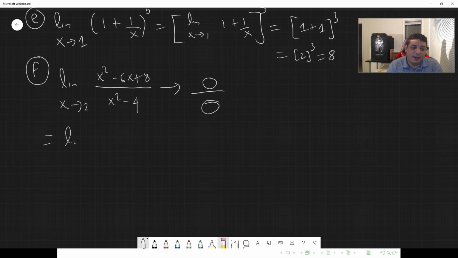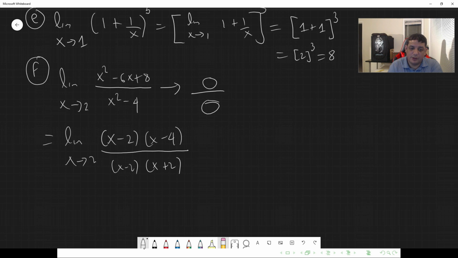So what we do in this case is we try to see if we can simplify. So we factor: two numbers that multiply to give 8, but whose sum gives minus 6. So x minus 2, x minus 4. Okay, minus 2 times minus 4 is 8. Minus 2 plus minus 4 is minus 6. Okay, I can simplify the bottom as a difference of squares. Hope you remember that from your pre-calc.